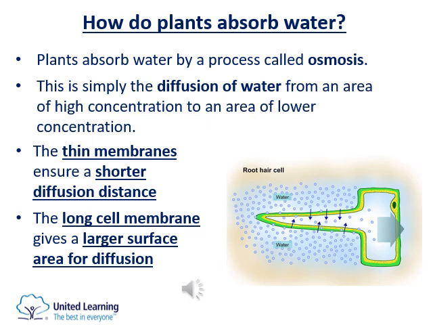And again, that long cell membrane, the shape of the root hair cell, comes in handy again because it gives a large surface area for the diffusion of water, which we know as osmosis. So the shape of the cell membrane being longer and the fact that it's thin makes it really easy for the water to move from the soil to the cell.